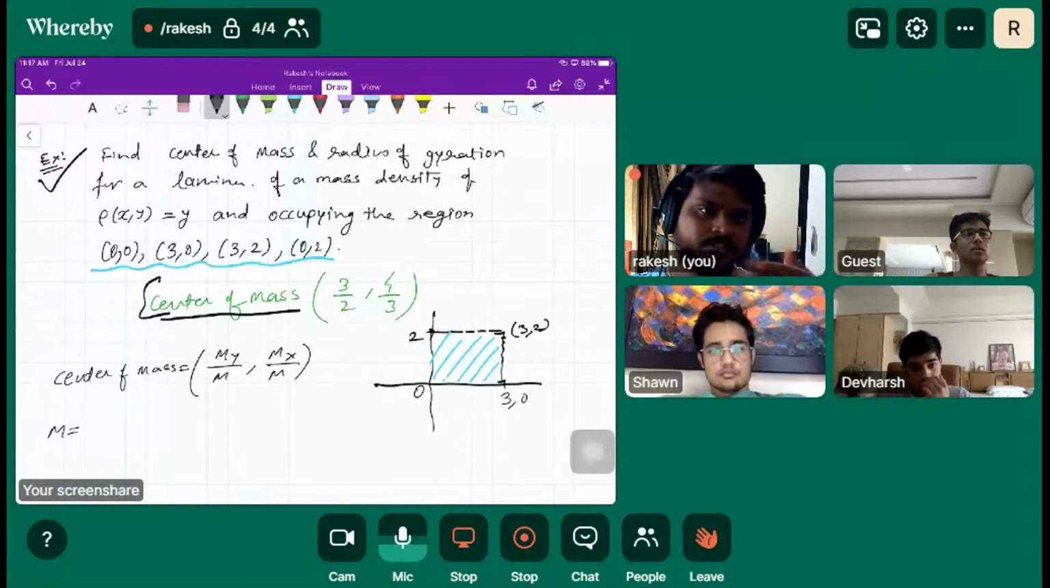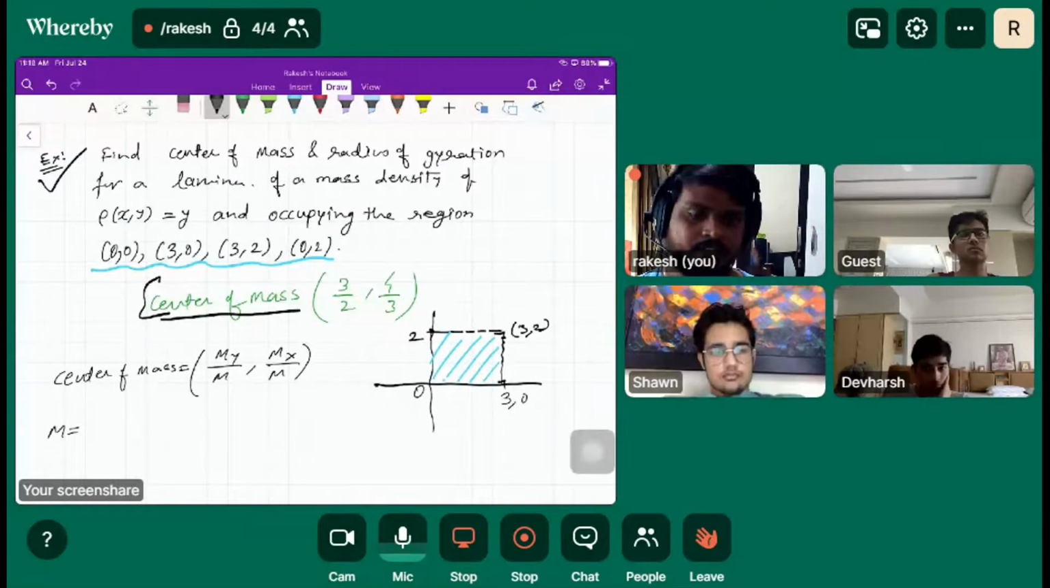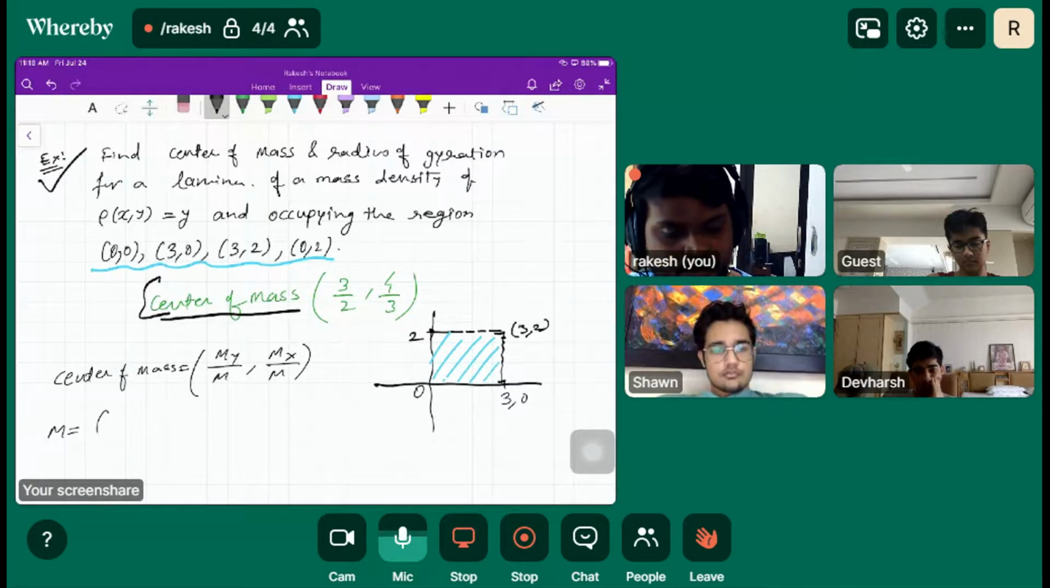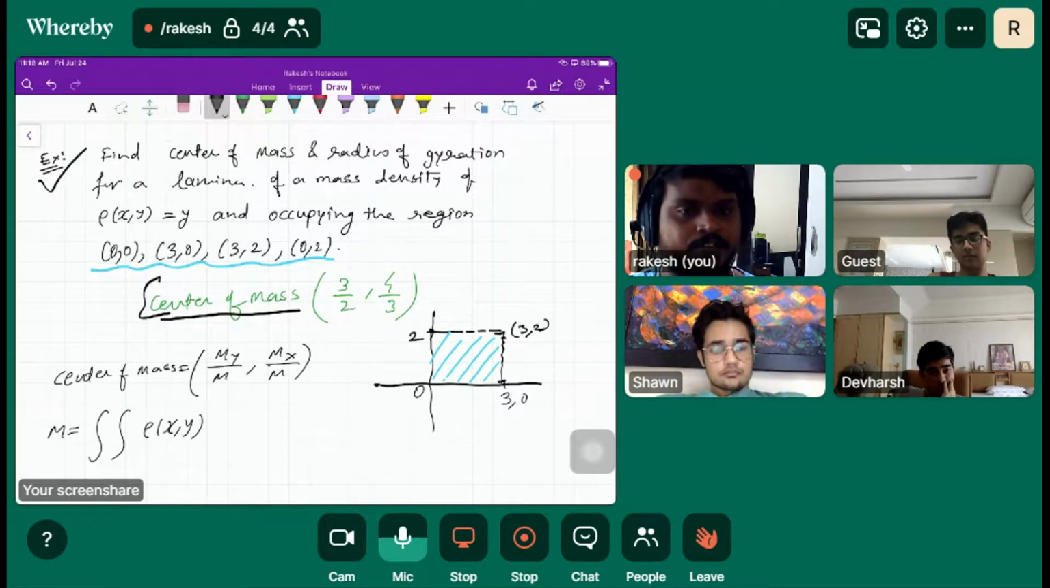I have already explained the theory part: the density function is mass here. So density into area will give you the total mass, right? Here the total area can be found by using double integration. So that gave us the idea that a double integral will be applicable in this scenario. So M is equal to the double integral of rho x comma y, and we can take any order here, dx dy or dy dx, whatever order.